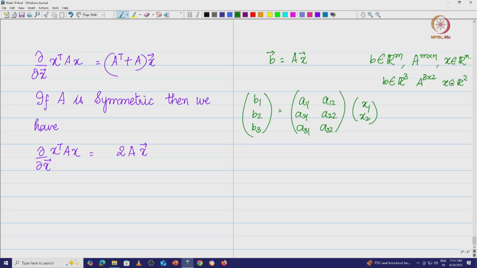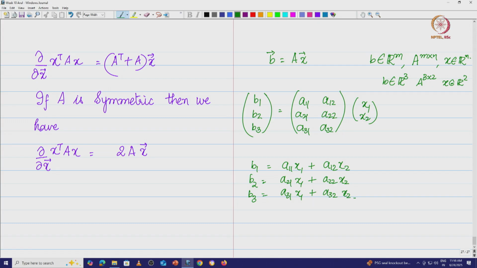This is what we have, and we know the functions are basically going to be b1 is equal to A11 x1 plus A12 x2, and b2 is equal to A21 x1 plus A22 x2, and b3 is equal to A31 x1 plus A32 x2, right. This is what we have.